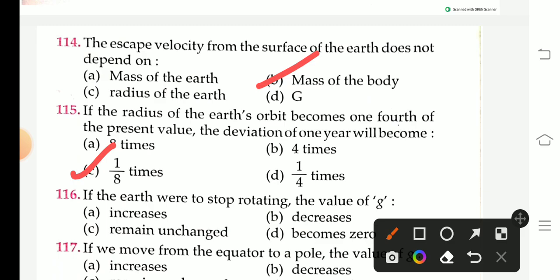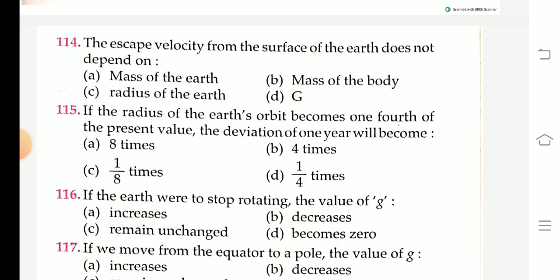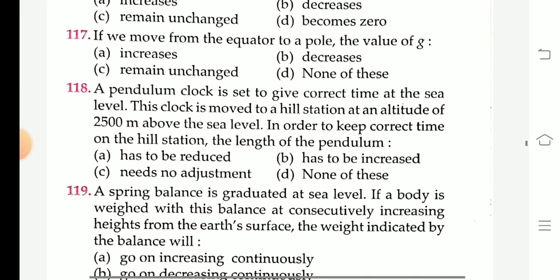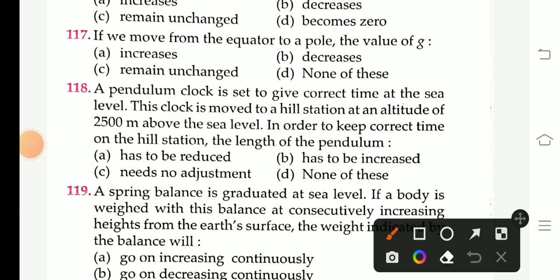If the Earth were to stop rotating, the value of g would increase. If we move from the equator to pole, the value of g increases.